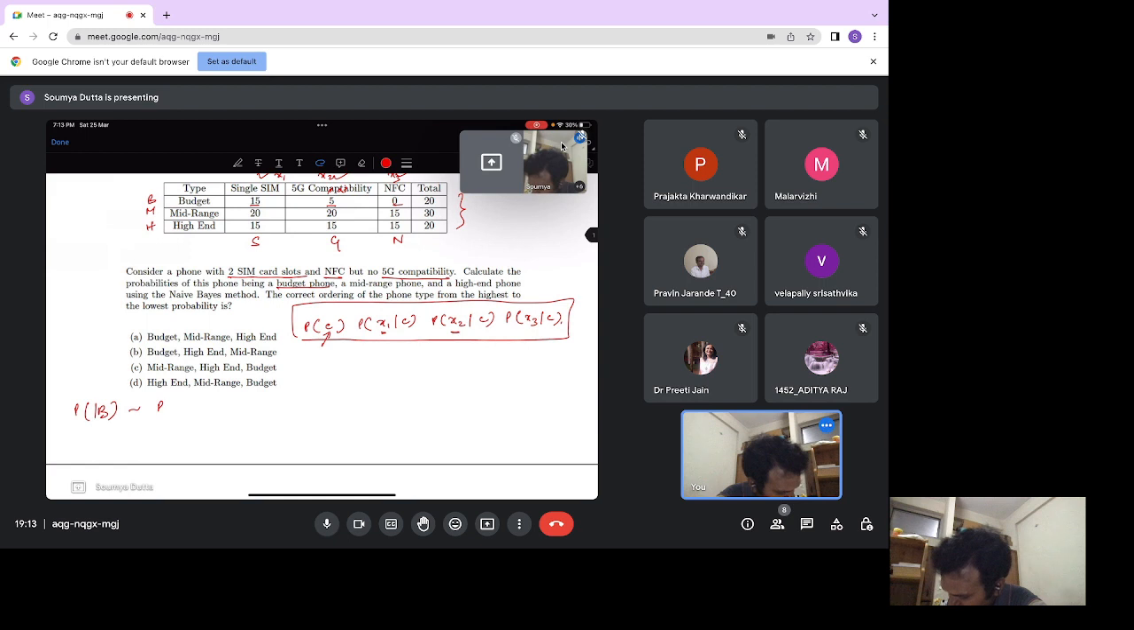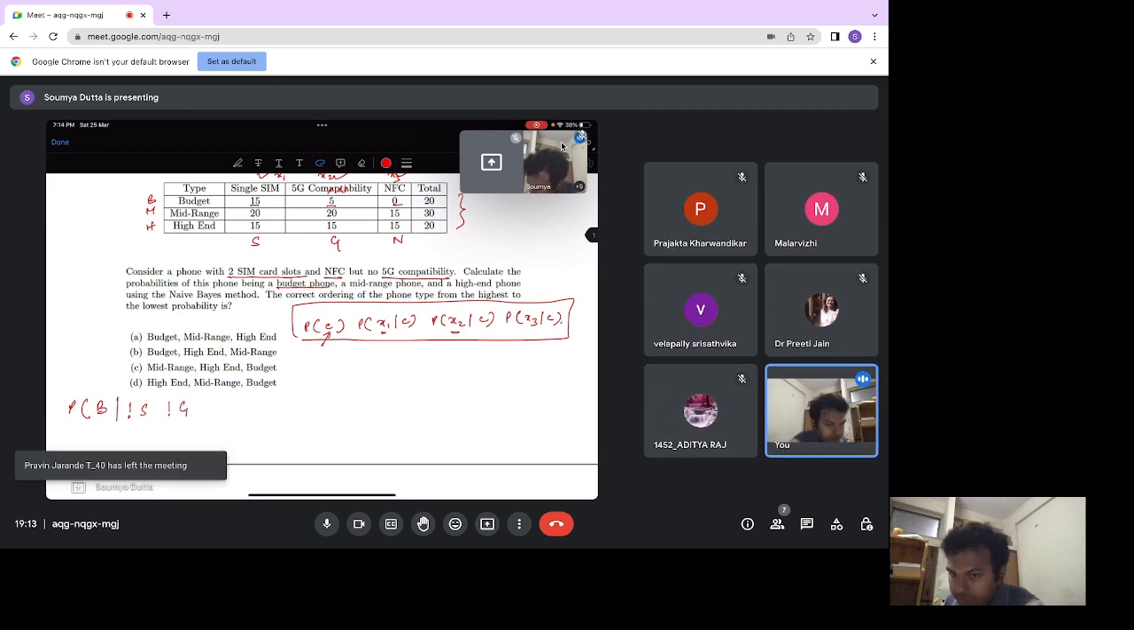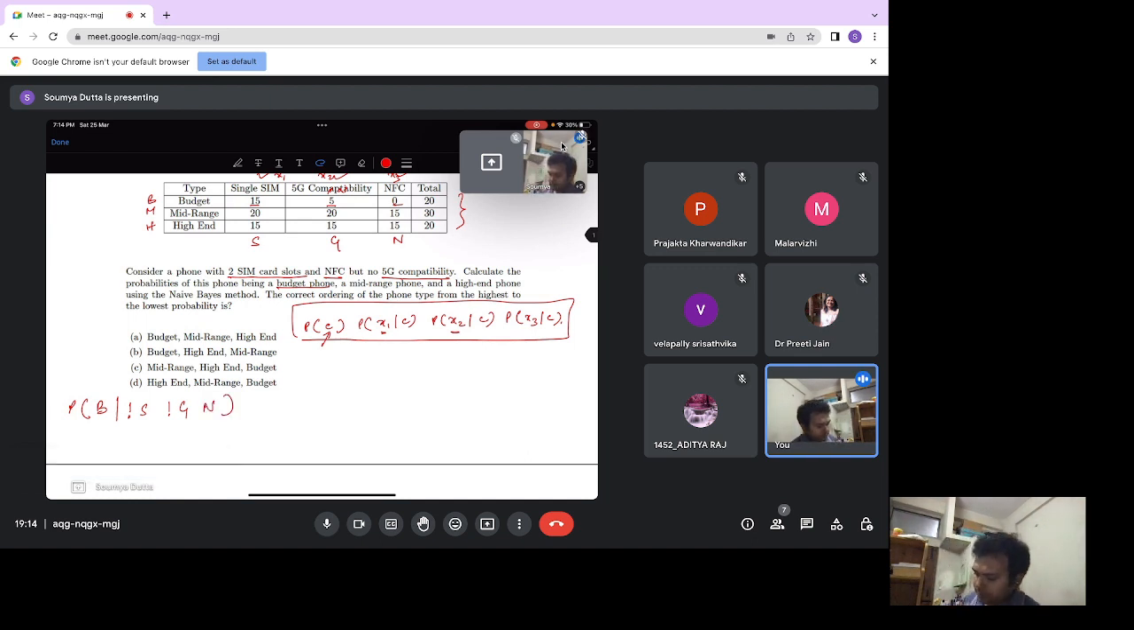Given these features, so what are the features? You don't have S because this is single SIM and you have 2 SIM card slots. You don't have 5G compatibility, but you have NFC. So this is the probability that you need to find out. Going by the naive Bayes formula, this would be equal to the probability of the class being budget in this case.